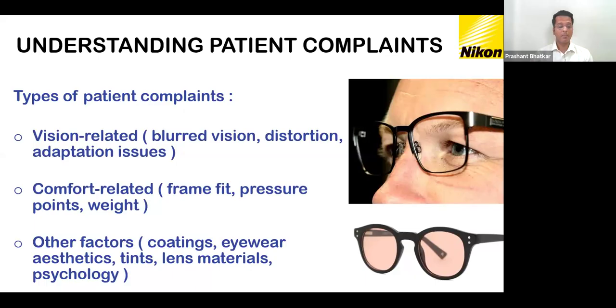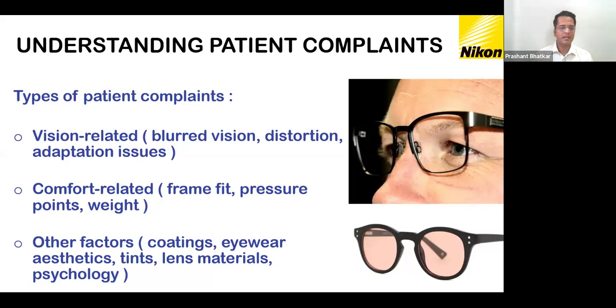I obviously cannot come back to you and say that I bought this frame, but now I don't want this. So I will find some reason and just return the glasses, and I'll say I'm not comfortable or there's some problem. Whereas when you check, you might not find anything. So sometimes it is also related to patient psychology.